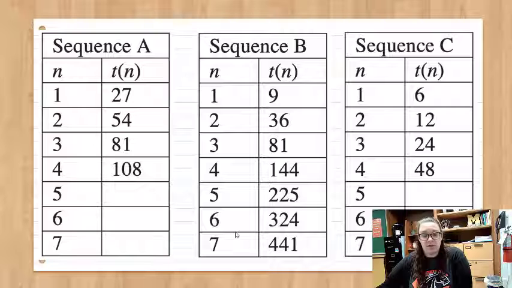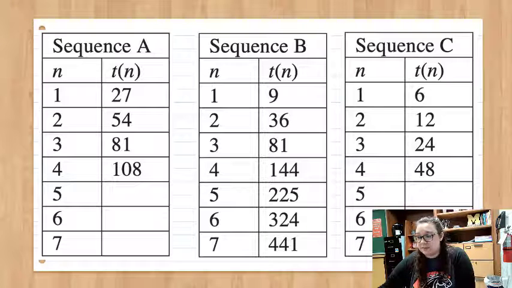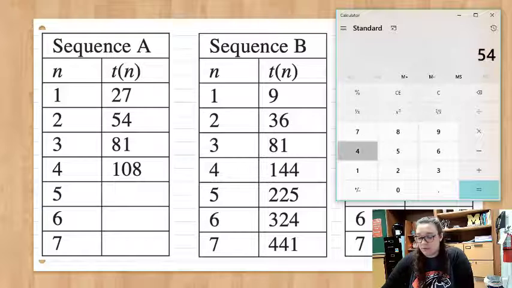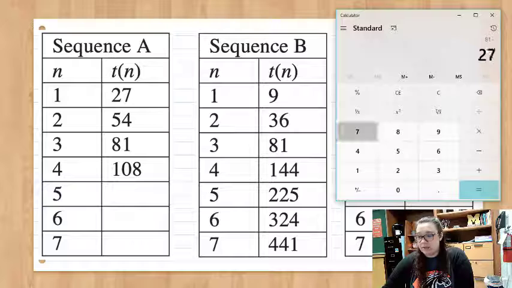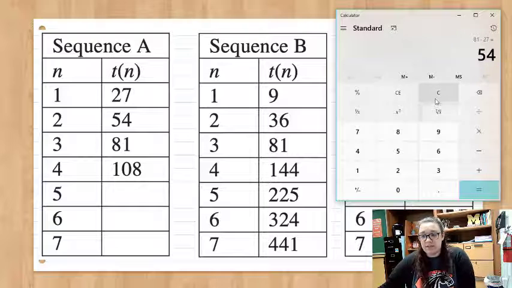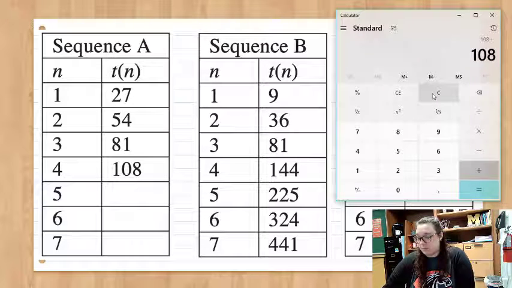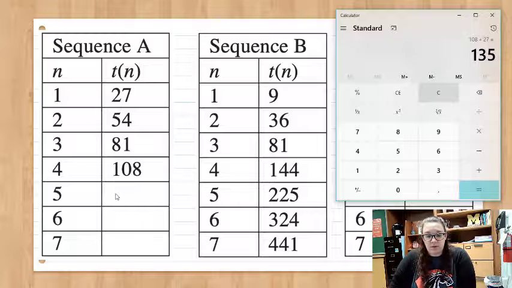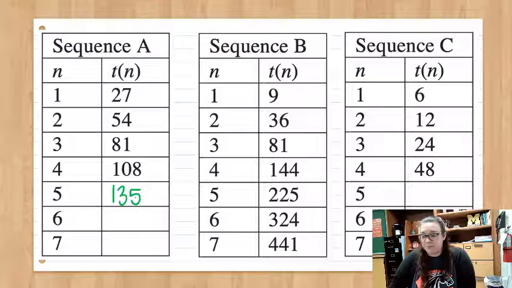So here's the 3 sequences again, and I want to figure out the next few terms in each sequence A and C to see how they grow. So we said in sequence A that each time it was going up by 27. So let's see if we can find the next ones. I'm going to pull a calculator up on screen. We can tell from 54 to 27 there was a 27, and from 81 to 54 there was 27. So let's do the same thing. 108 plus 27 is 135, so there's my next number.